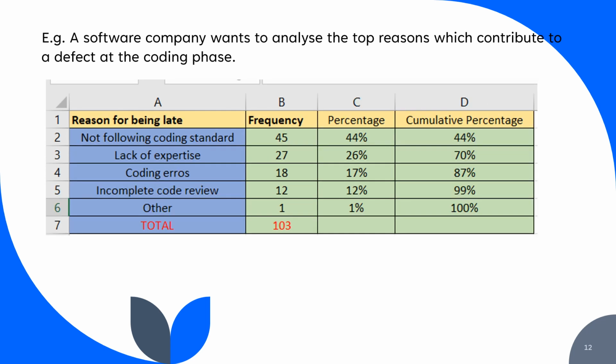Create a cumulative percentage. So remember, cumulative is to add up all of the percentages as you go. So the first percentage is 44%. When you add 26 to it, you get 70%. Add 17, you get 87%. Add 12, you get 99%. And finally, add 1%, you get 100%.